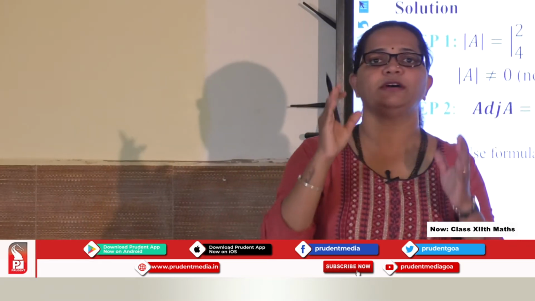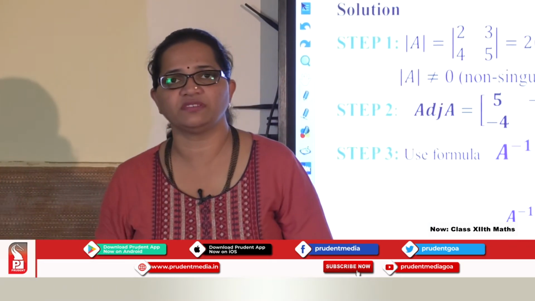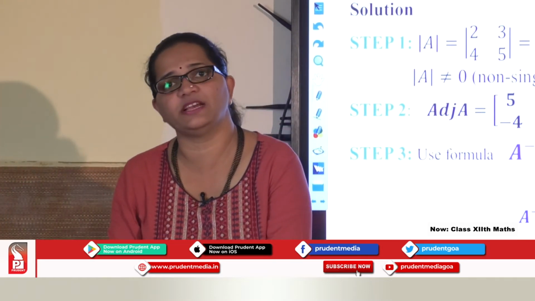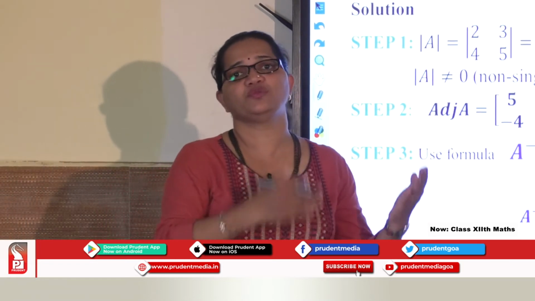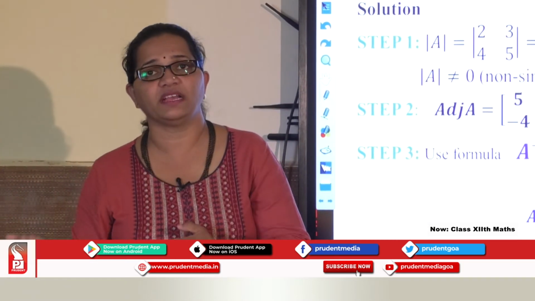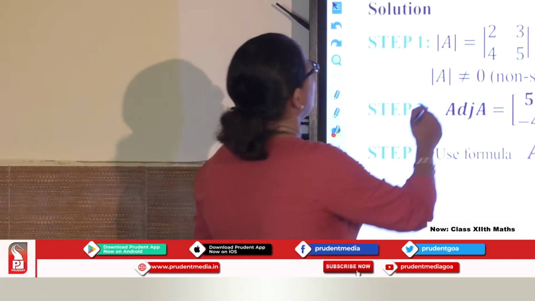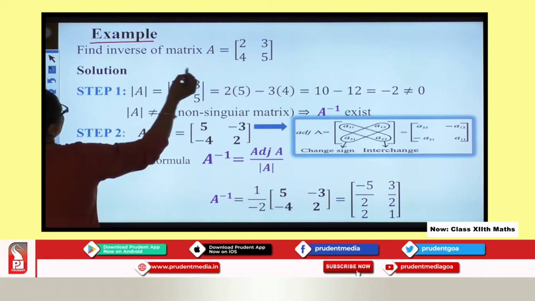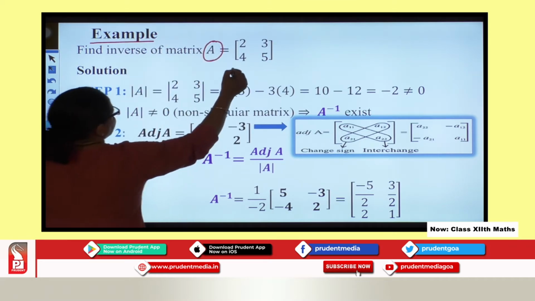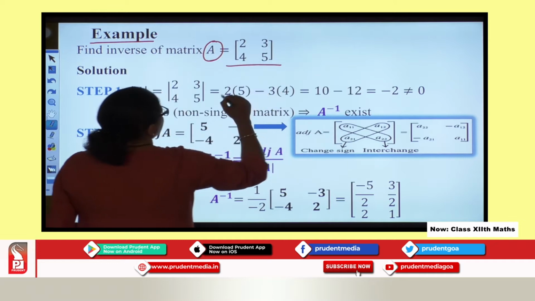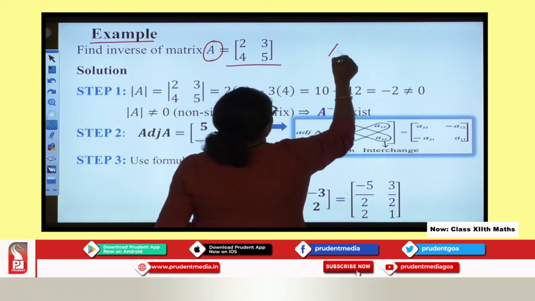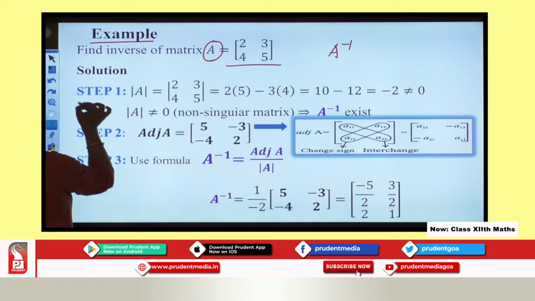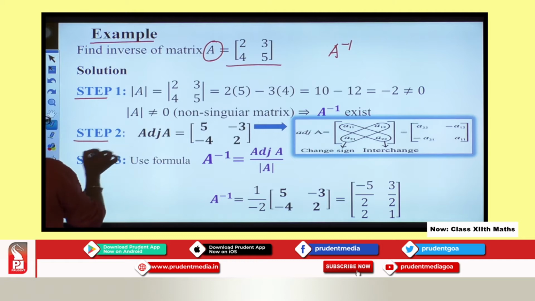Let us look at the problem. Whatever steps I told you to follow, we need to follow exactly the same 3 steps to get our work done, that is, to get the inverse of a given matrix of order 2. So here we take an example. I say find the inverse of this matrix. This matrix is given, and I need to find A inverse. When I want to find A inverse, I need to follow only 3 steps.